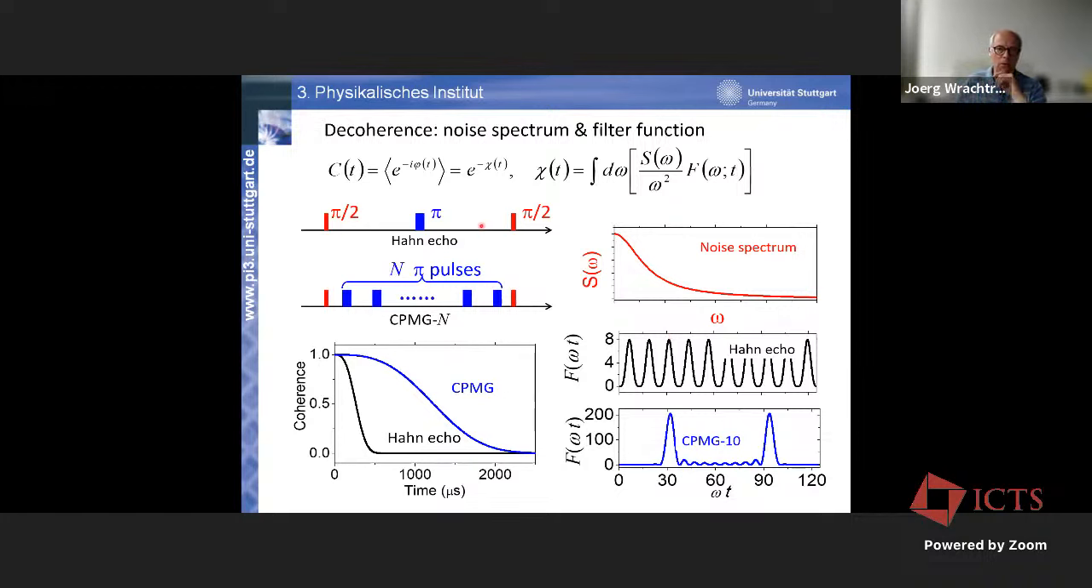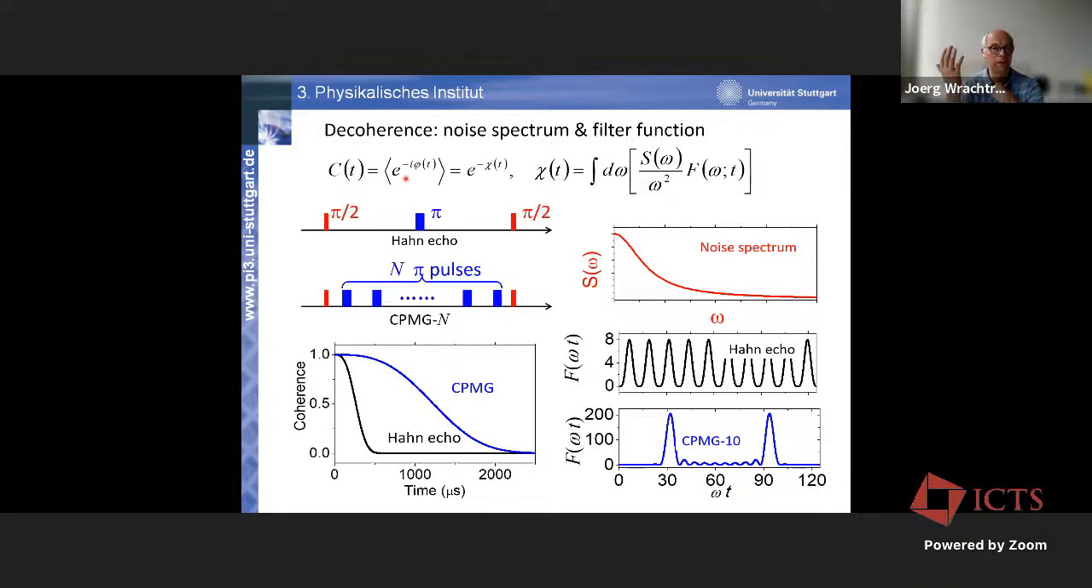Now, in a more formal way, if we take the signal from our sensor spin, we call it C of t. This signal of our electron spin, after I have initialized it, decays as a function of time.